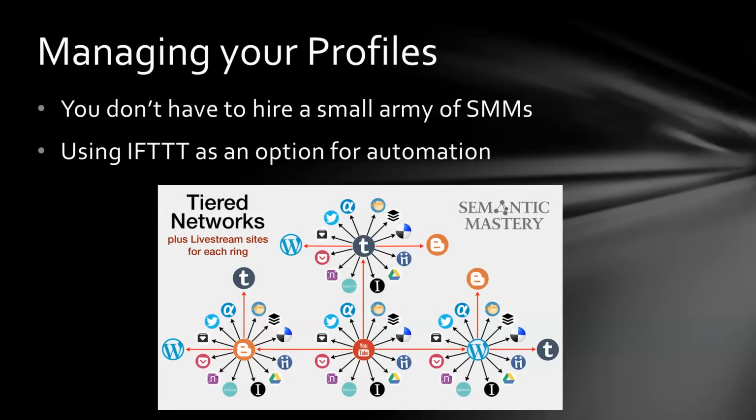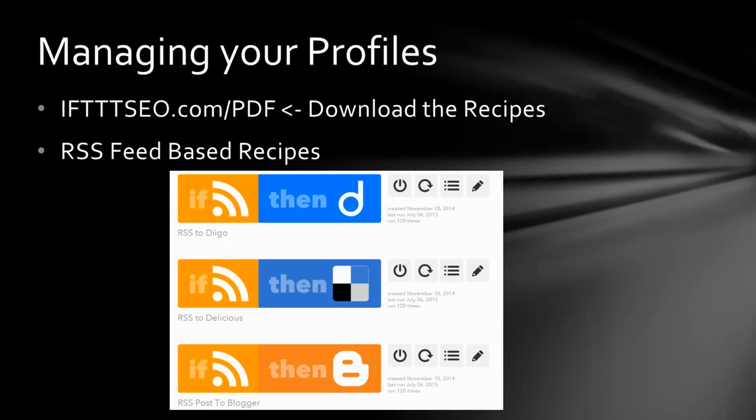Okay, so I'm not going to dive a lot into which kind of platforms you can use. If you want, you can go to iftttseo.com/PDF. It's going to ask for your email to download the recipes that we are using for maximum impact. You have a bunch of recipes, and we are always updating that list so that you can have the most bang for your RSS feed.